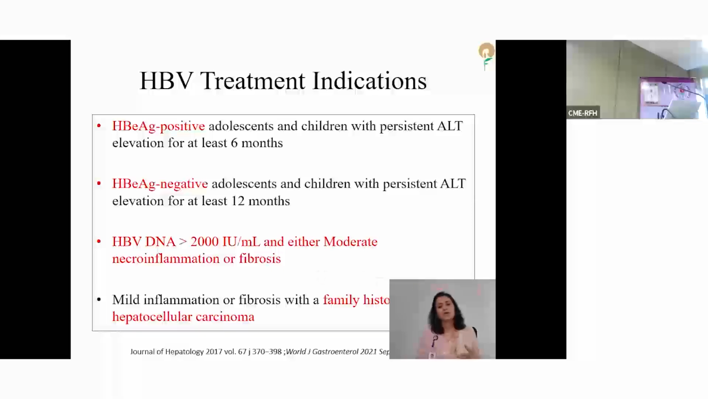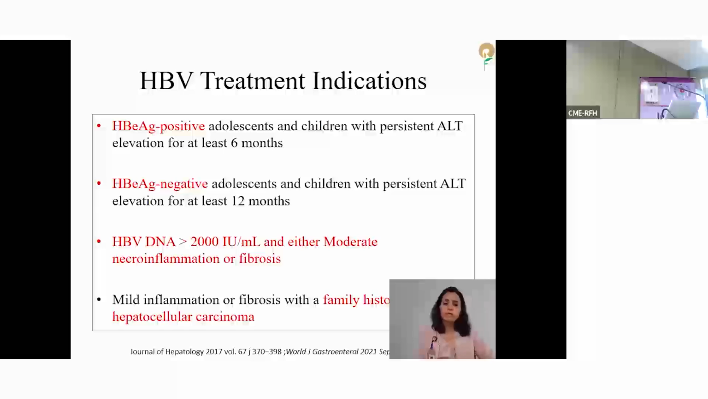So overall, the entire discussion is beyond the scope of this talk. However, E-positive adolescents and children with persistent ALT elevation of 6 months, and not just this, there are other factors we have to see. E-negative adolescents and children with persistent ALT elevation for at least 12 months, even with moderate to high DNA levels, but moderate necroinflammation or fibrosis on the liver biopsy, will mandate treatment.